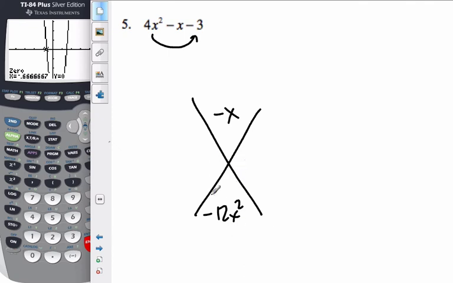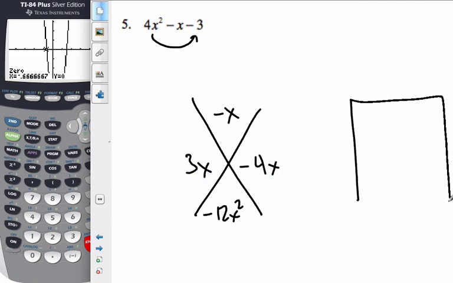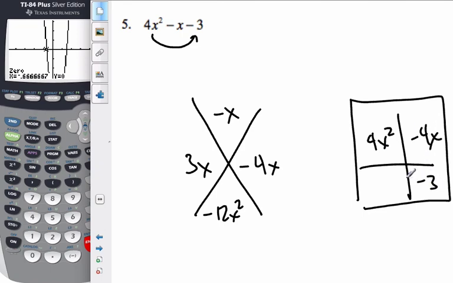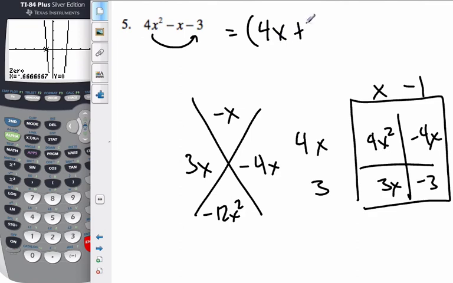Okay, now you're back. So multiplying to get negative 12, adding to get negative 1, negative 4x and 3x. So if I make my box, there was no common factor, I get 4x squared, negative 3, negative 4x, and a 3x. Here, the only thing I can pull out that's common is a negative 1. Here is an x. Here I can pull out a 4x, and here I can pull out a 3. And so my factors are 4x plus 3, and this is x minus 1.